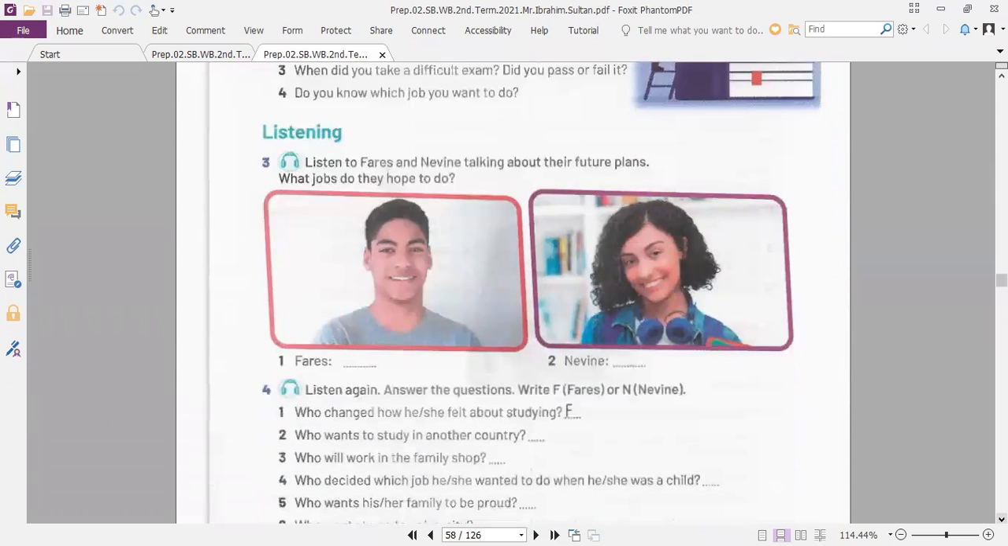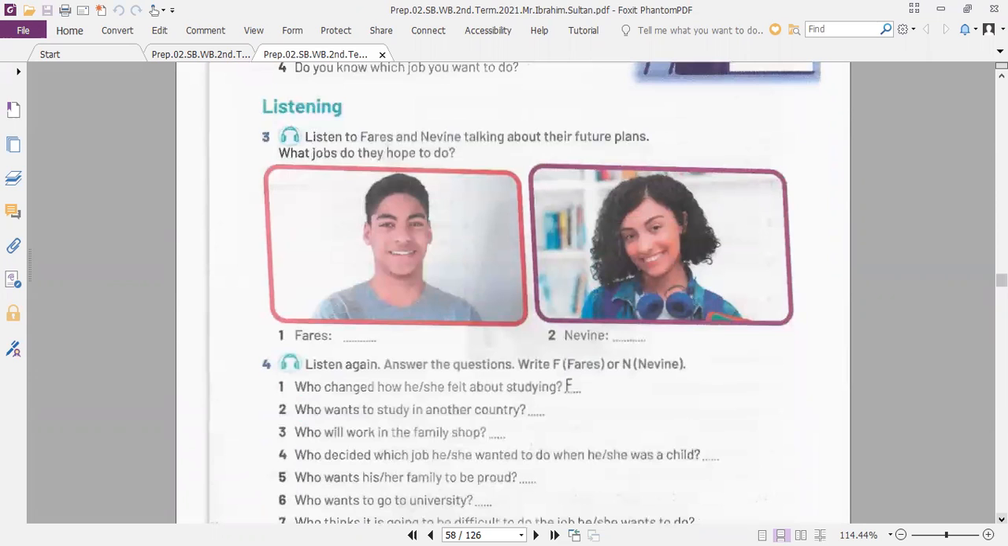And we have listening here. You will listen to me about Faris and Devine. They are talking about their future plans. Yes, listen to me.